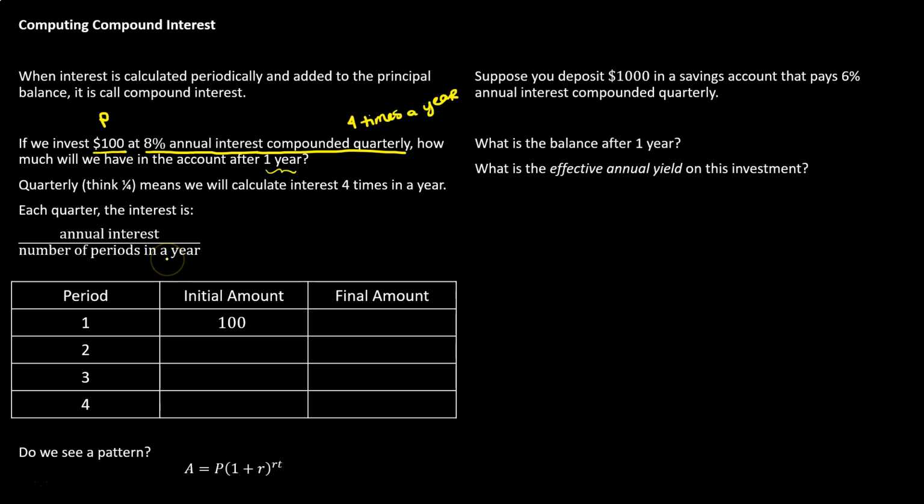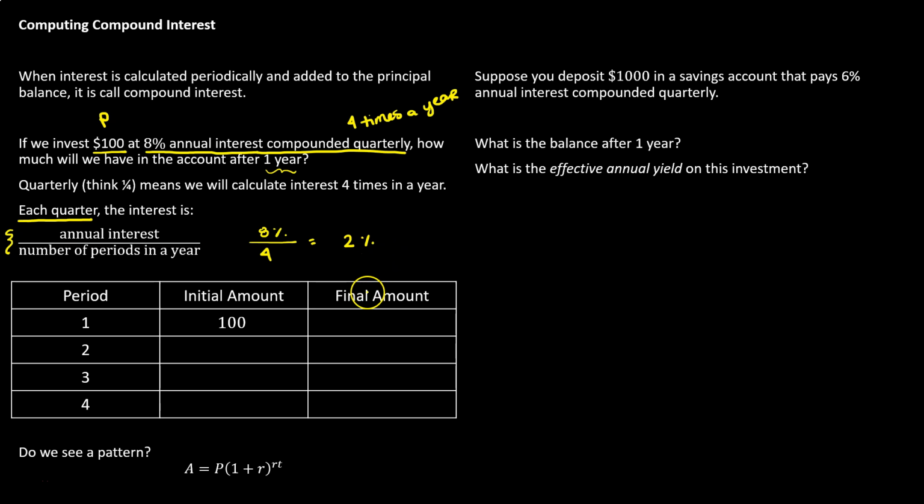Each time we calculate it, we're going to add that interest to the principal so that the next interest calculation includes the last interest. So for the very first case, there has never been any interest calculated. So that first quarter, the initial amount is the $100. The final amount is going to be the 100 times our interest. So each quarter, the interest is going to be the annual interest, which was the 8%, divided by the number of times that we are calculating interest each year. So if we look at 8% and we say quarterly, we're compounding it 4 times a year. So that's like 8% divided by 4. In other words, that is 2%.